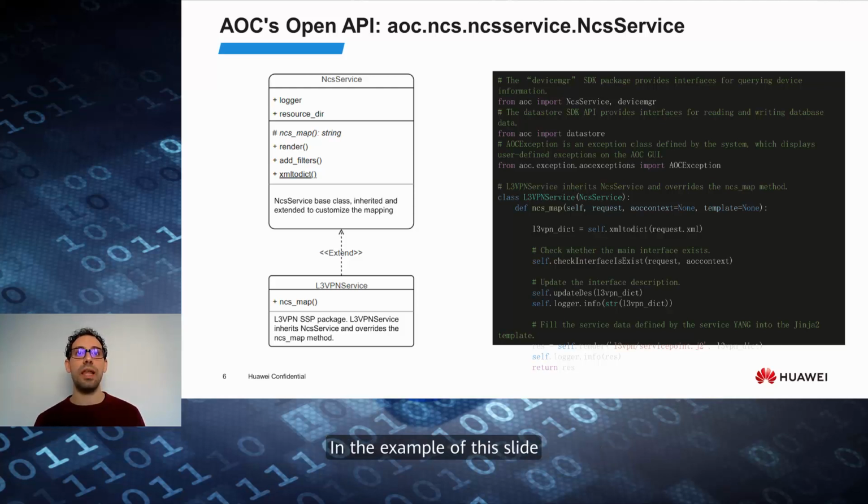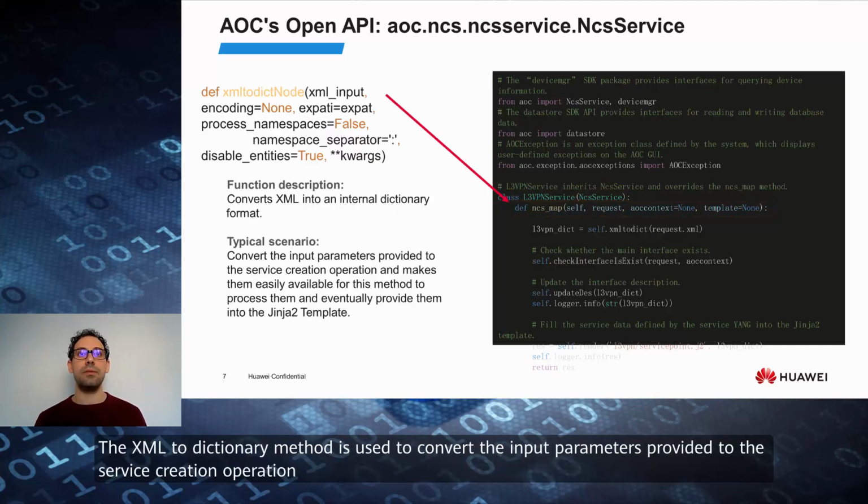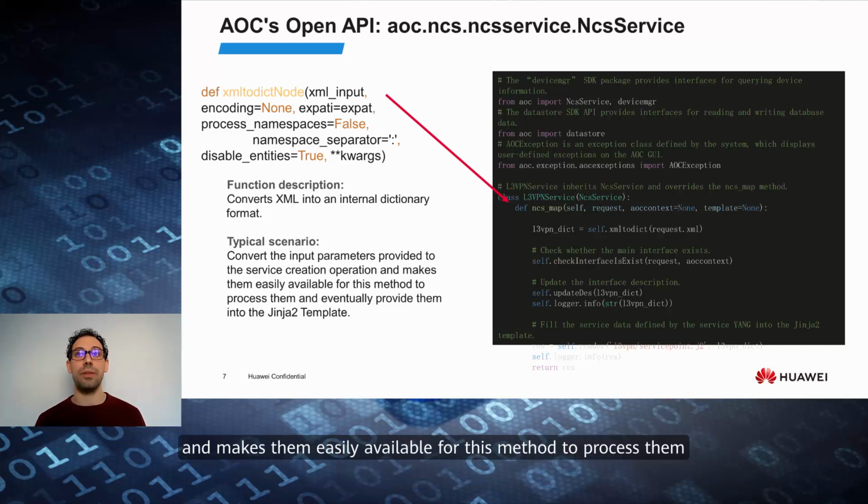In the example of this slide, a simple layer 3 VPN is defined. When making the L3 VPN SSP package, the designer creates the L3 VPN service, inherits the NCS service class, and overrides the NCS map method. The XML to dictionary method is used to convert the input parameters provided to the service creation operation and makes them easily available for this method to process them and eventually provide them into the Jinja 2 templates.